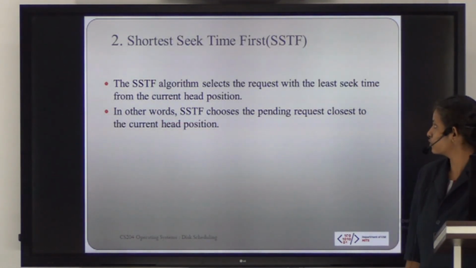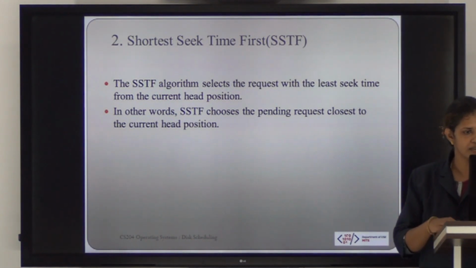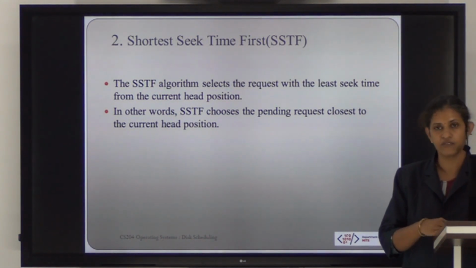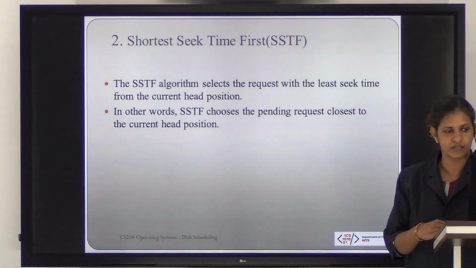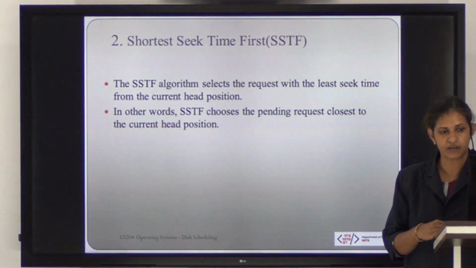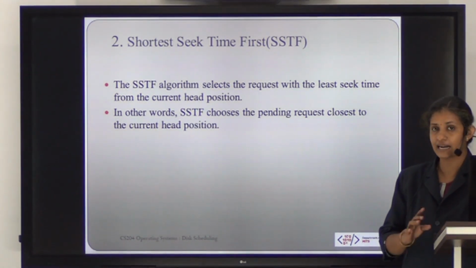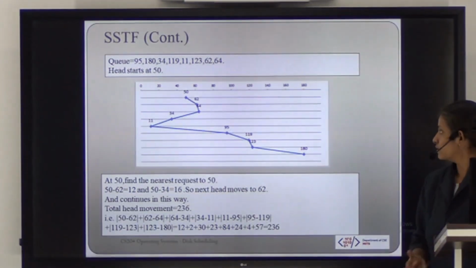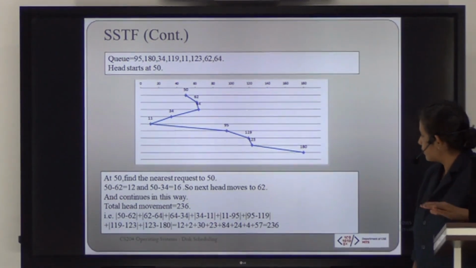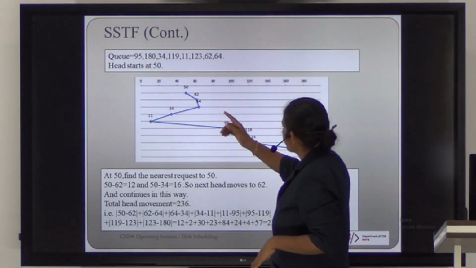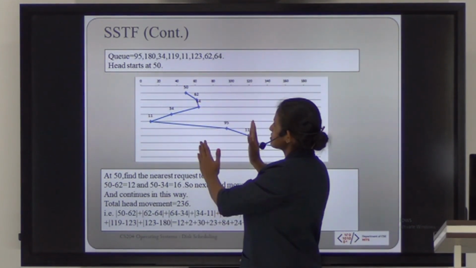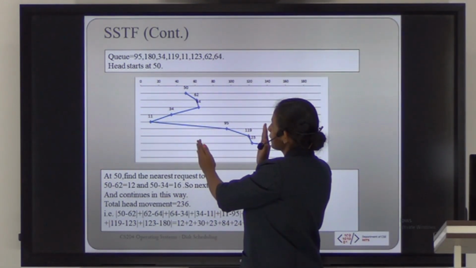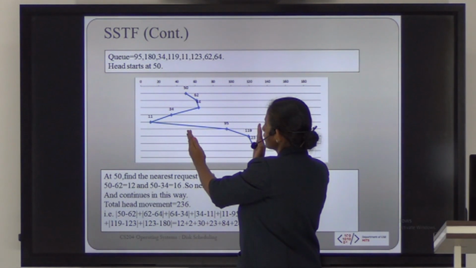Next we move to the shortest seek time first algorithm. The SSTF algorithm selects the request with the least seek time from the current head position. In other words, it chooses the pending request which is closest to the current head position. If we consider the example, initially the head is pointing to cylinder number 50, then according to SSTF, it moves to the one which is nearest to the current position.